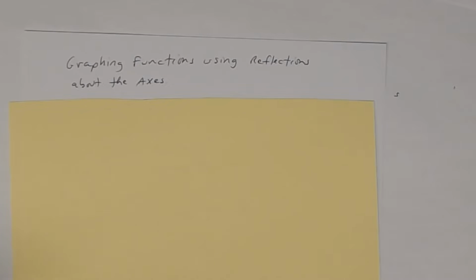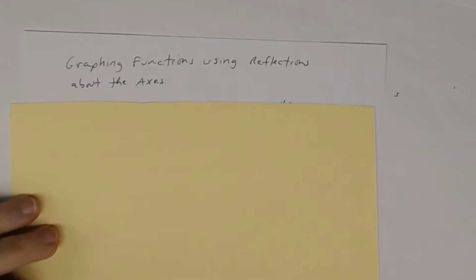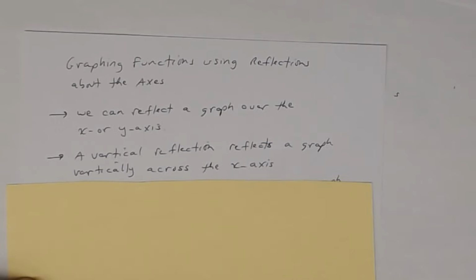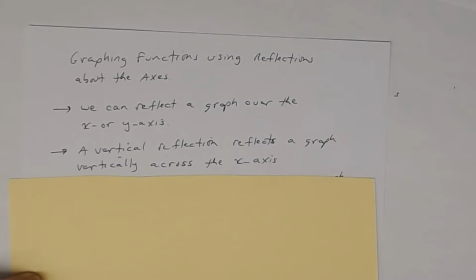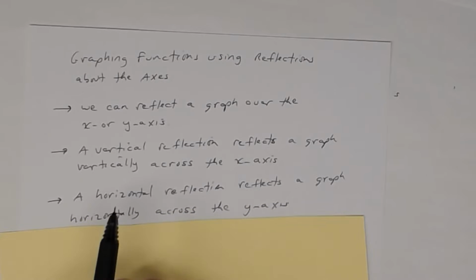In this lesson, we're going to learn how to graph functions using reflection about either the x-axis or the y-axis. So let's look at this. We can reflect a graph over the x or the y-axis. Let's talk about what a vertical reflection is, and then we're going to talk about what a horizontal reflection is. So we have a vertical reflection and something called a horizontal reflection.